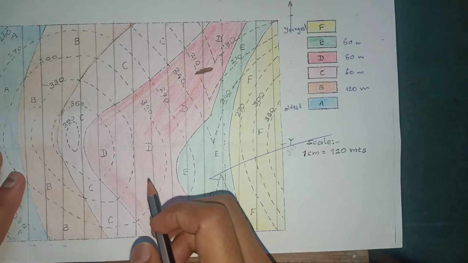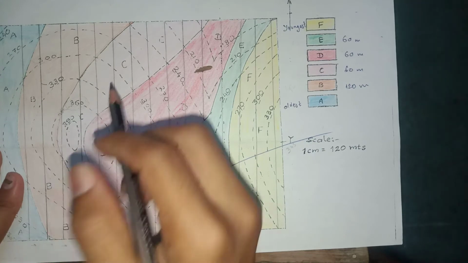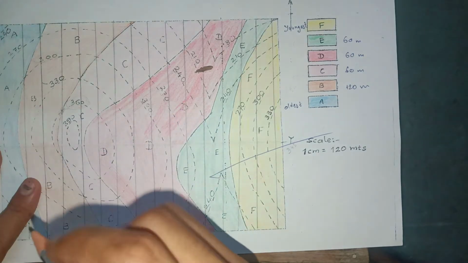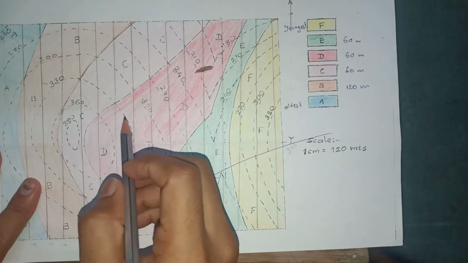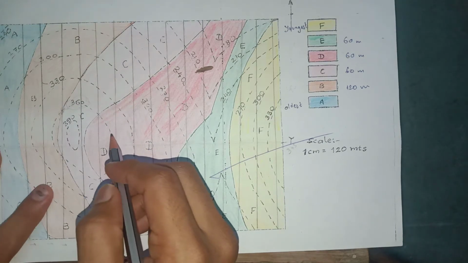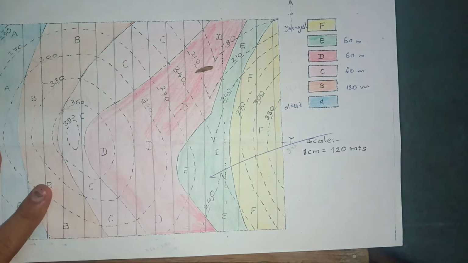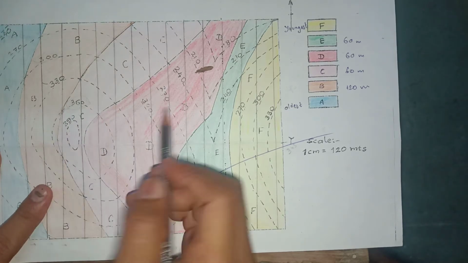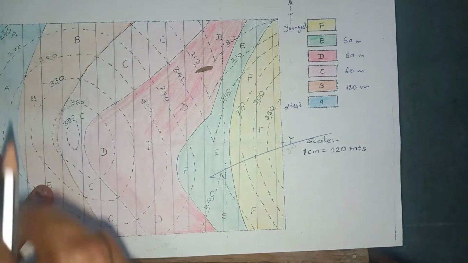Suppose we have to find the thickness of C bed, B bed, D bed, any of them. In the previous video we have seen that we were just subtracting the contour values, but here the beds are inclined, they are intersecting with the continuous line. So here we have to take the help of a straight line to find the thickness of any bed. Suppose we have to find the thickness of C bed.